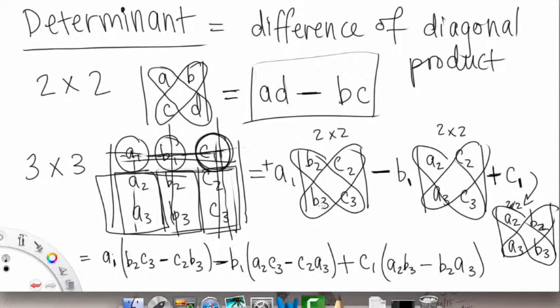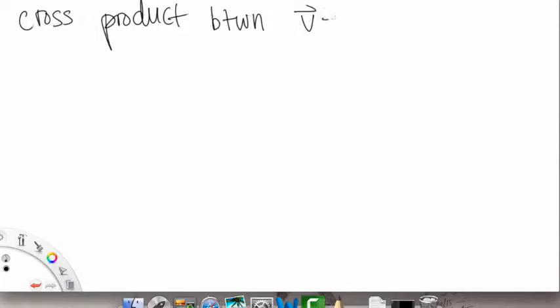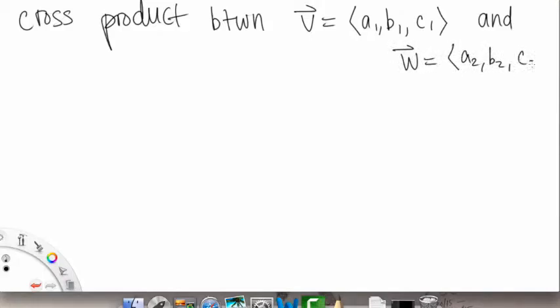Okay, so now you might be thinking, okay, that's great. I learned about this thing called a determinant, and why did we do this? Basically because you use the determinant in the cross product. Okay, so the cross product between V, and I'll call vector V A sub 1, B sub 1, and C sub 1, and W, and I'll make that A sub 2, B sub 2, and C sub 2.